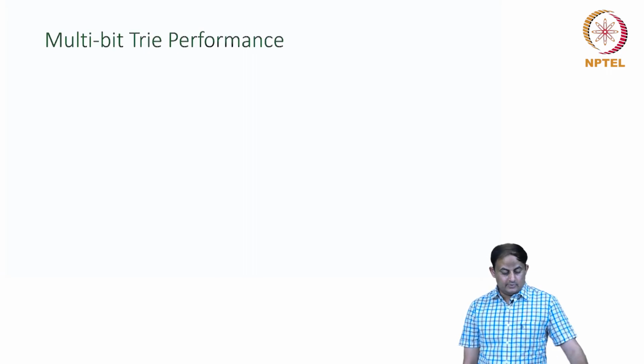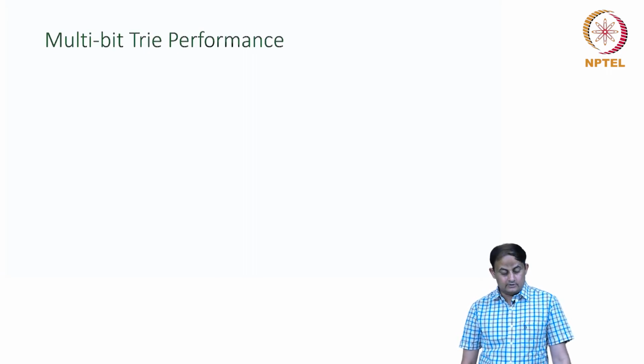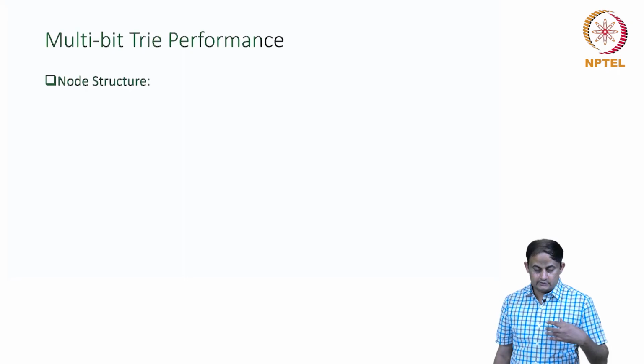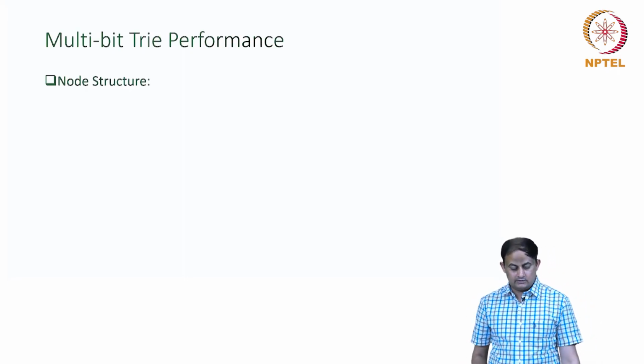So, with that background in mind, let us try to understand what is the performance of this multi-bit trie, what advantage that it brings. So, the first thing is what is the node structure.